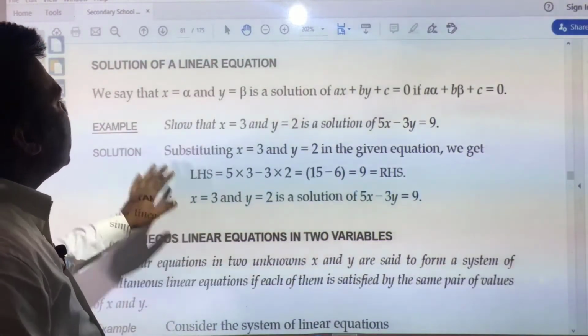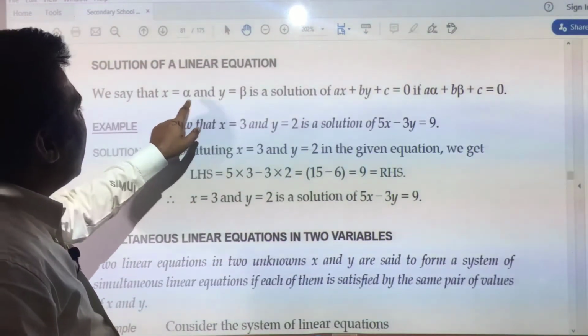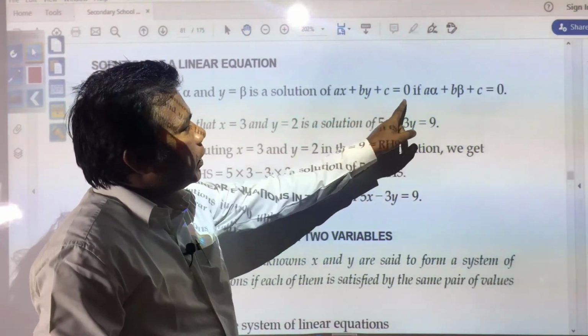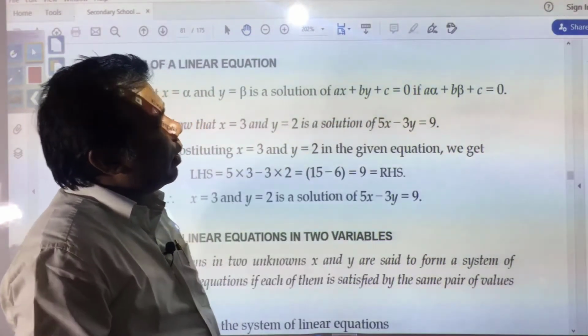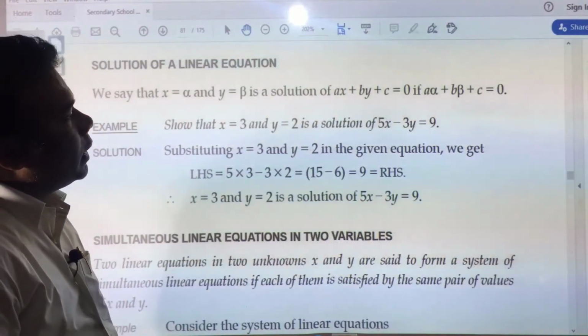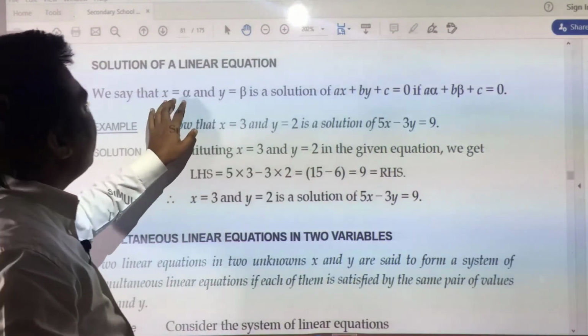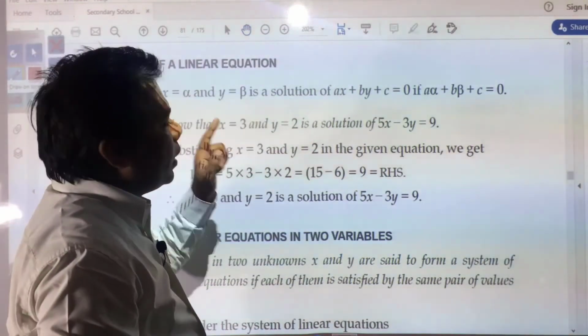Solution of a linear equation. We say that x is equal to alpha and y is equal to beta is a solution of ax plus by plus c is equal to 0 if a alpha plus b beta plus c is equal to 0. We will say this when x is equal to alpha and y is equal to beta are put in this equation.